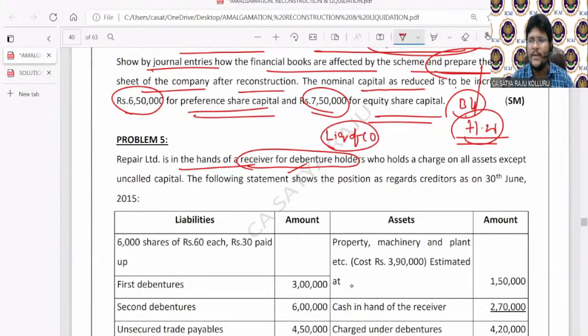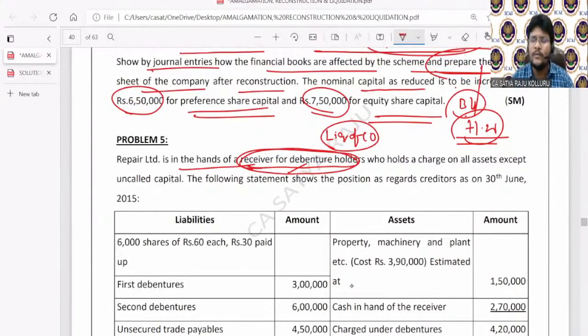Before appointment of the liquidator, if at any point of time debenture holders feel their interests are not protected, their interest means not the interest on debentures. Interest means their rights, their principal amount, the interest attached to the debentures, all such things. If they feel that they are not protected, then they will appoint a receiver for debenture holders.